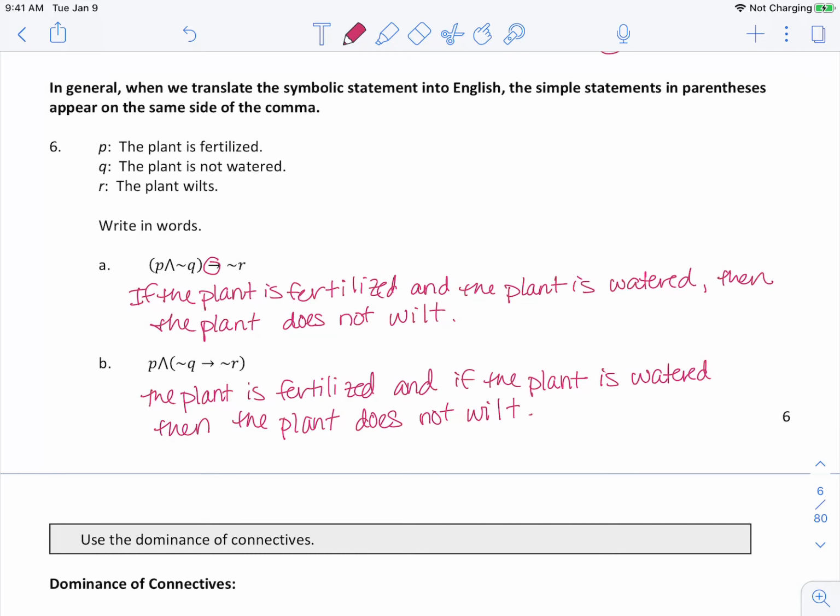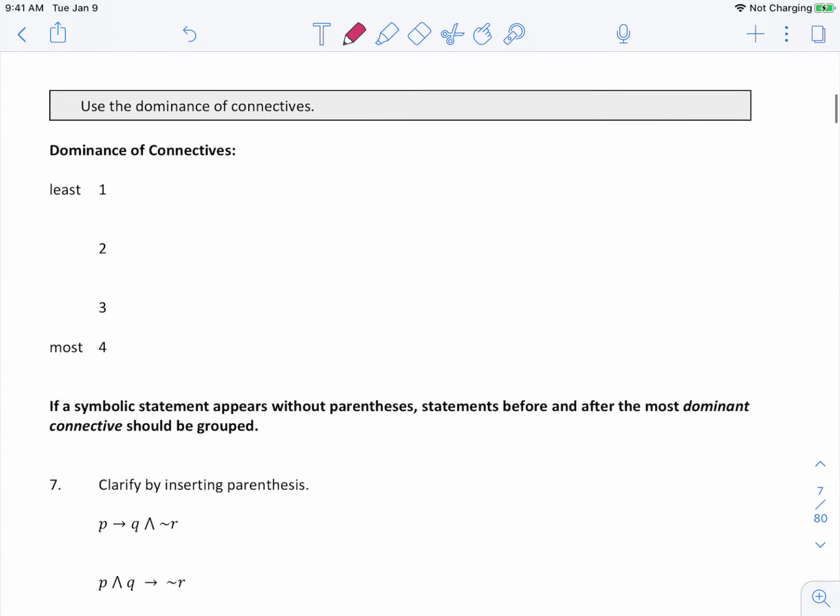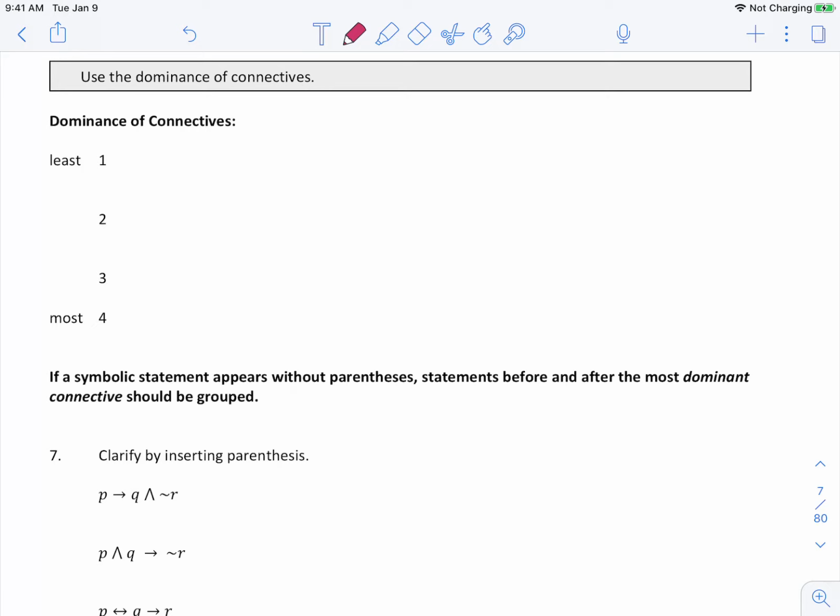Okay, next we're going to talk about the dominance of connectives. So basically this means what we're going to be looking at least and most important when placing parentheses and commas in our statements. So for our dominance of connectives, we start with 1, negation. Our symbol for negation is the little tilde, and in words, this is not or no.